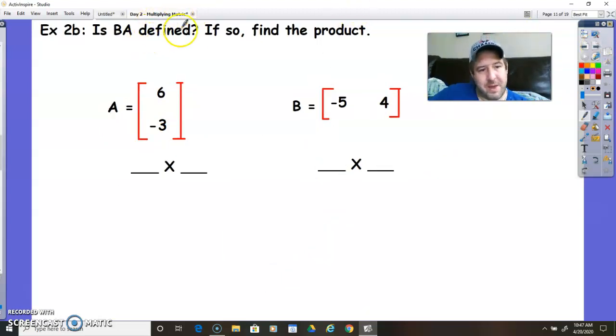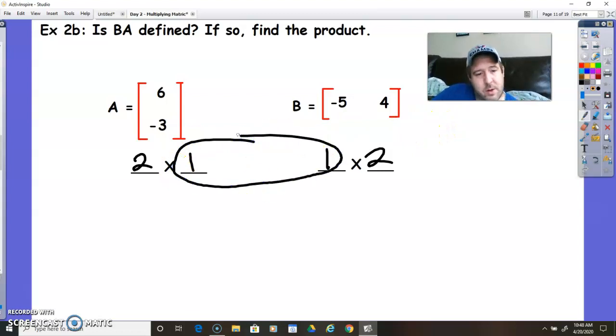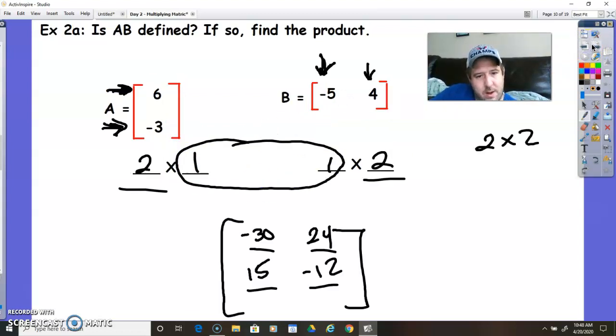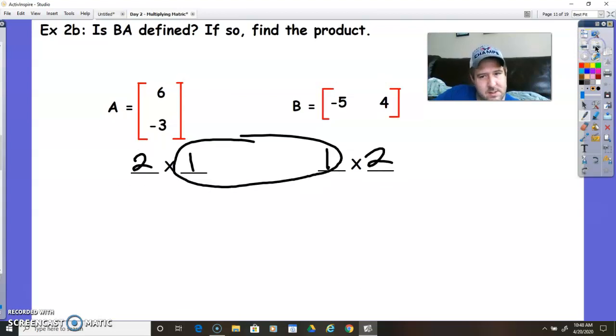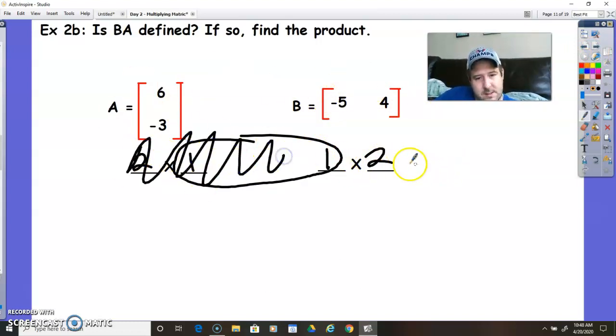All right, is BA defined? If so, write the product. Okay, so this is a 2 by 1, and this is a 1 by 2. Can you multiply these? Yes, you can, because these two are exactly the same. 2 by 1 and 1 by 2. Isn't this the same thing we just did? Oh, I'm doing B times A. Oh, I'm sorry. B times A would be this times this. So erase this. That would be times 2 by 1.